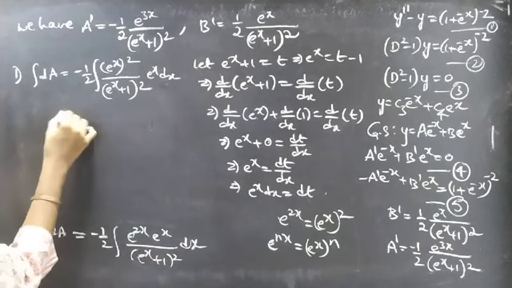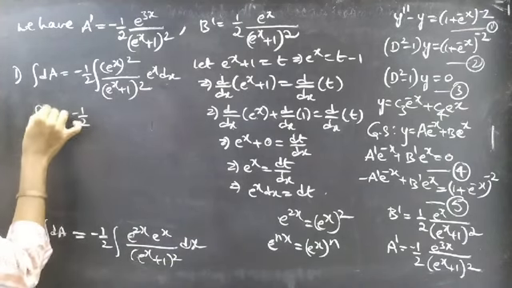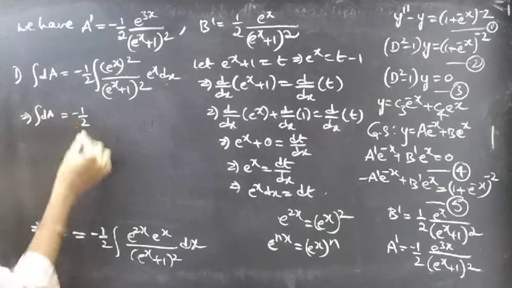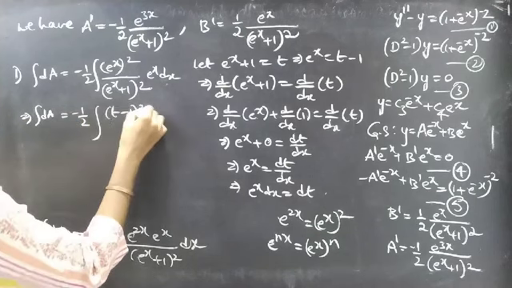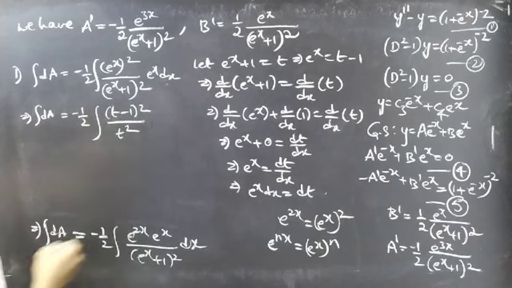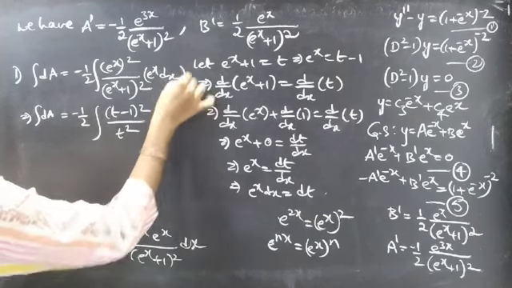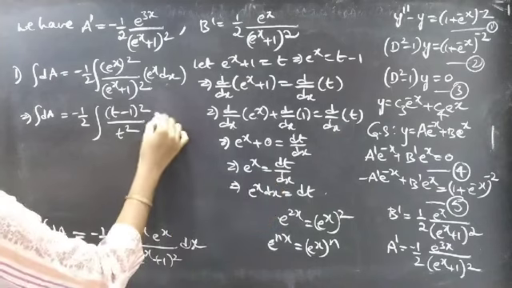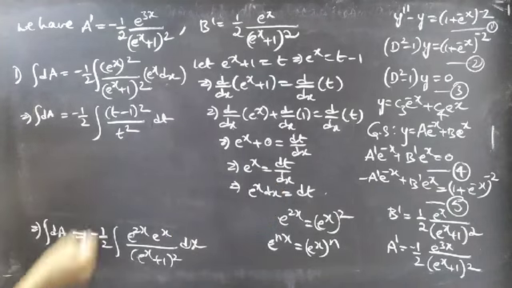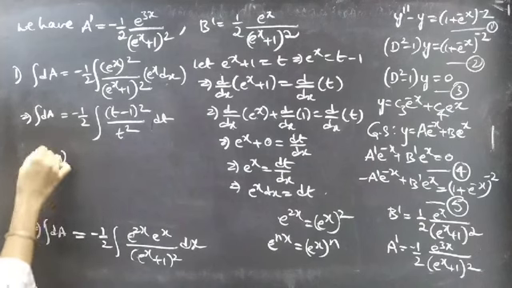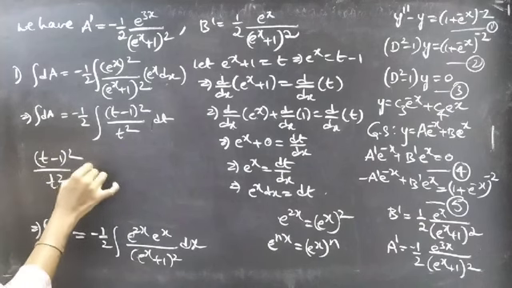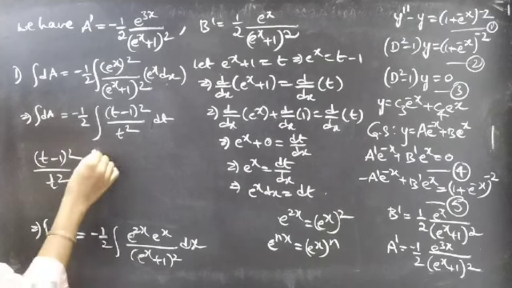Then this becomes integral dA equal to minus 1 by 2 integral of (t minus 1) whole square by t square, right, into dt, replacing e power x dx with dt. So here you're having (t minus 1) whole square by t square. I'll just cancel that instead of making a number of steps.